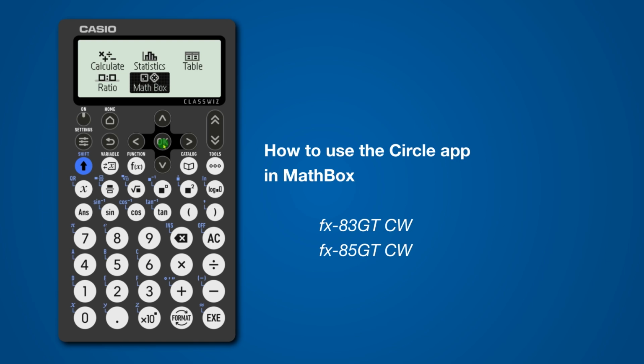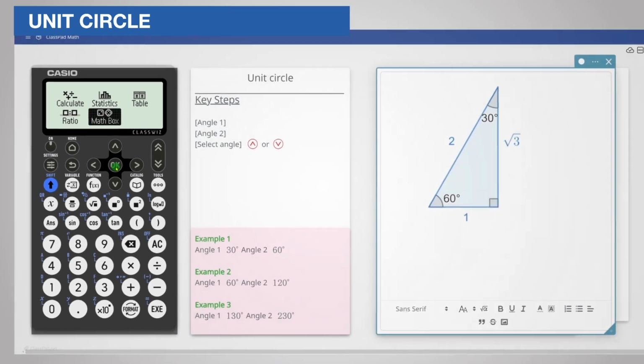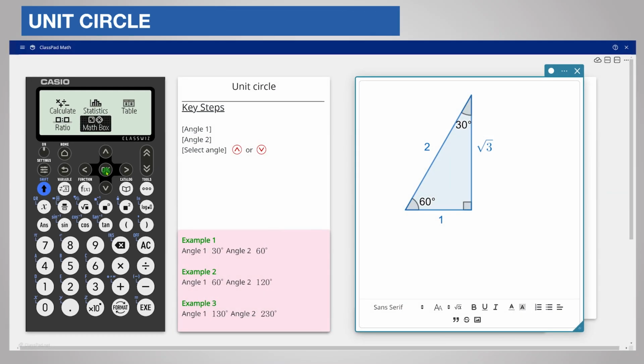This video will help you to use the Unit Circle app. You can use this to find relationships between angles in trigonometry. You will find the key steps on the screen and I will demonstrate them live. This functionality is only available on the FX83 and 85CW.